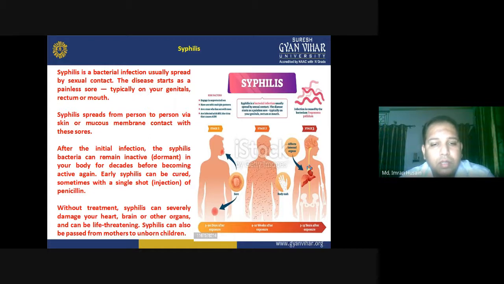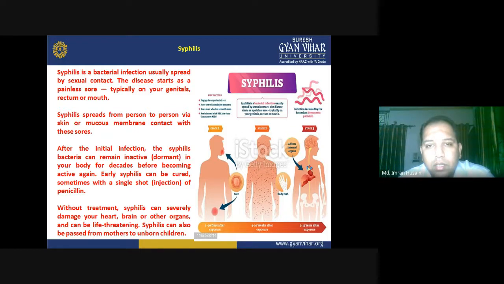Without treatment, syphilis can severely damage your heart, brain, or other organs, and can be life-threatening also. Syphilis can also be passed from mothers to unborn children. So here in the image you can see the three stages of syphilis.